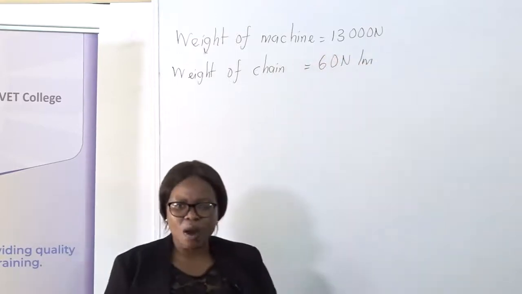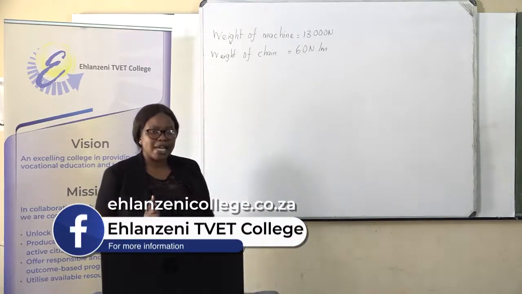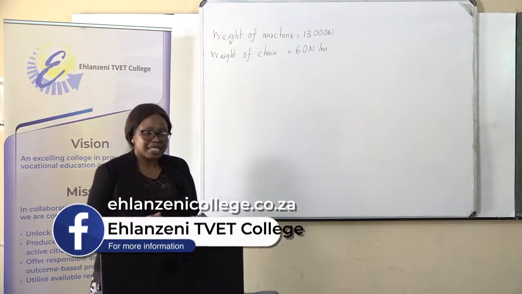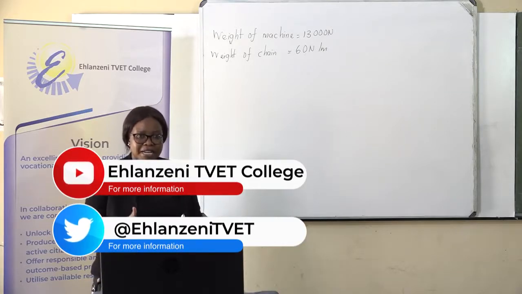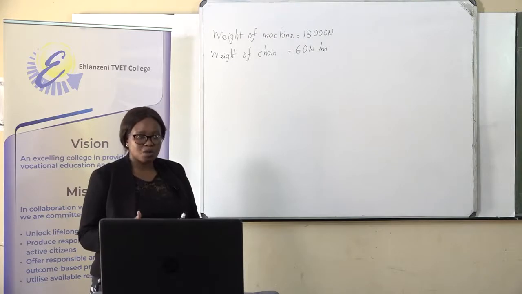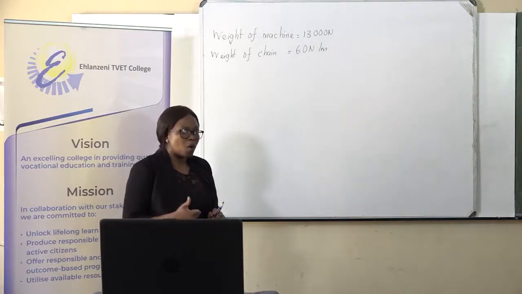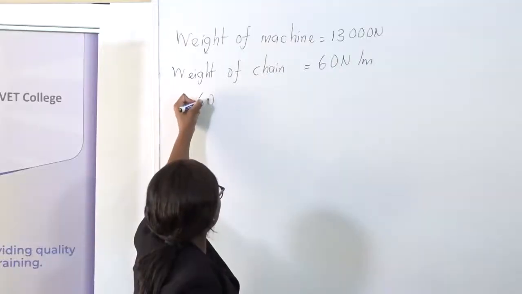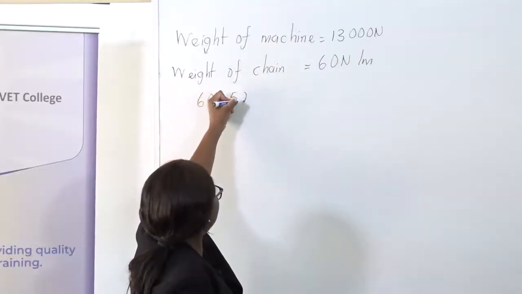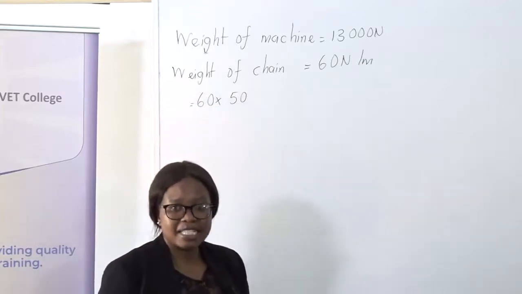Let's pause there. What are we saying when we say 60 newton per meter? We are saying that this weight of 60 newton is for 1 meter. But this chain has lifted this machine for how long? For 50 meters. So we need to take into consideration that if it lifts this machine for 50 meters, what is the weight of this chain? We are going to say 60 times 50, so that we'll be able to get the weight of the chain for the distance that it has covered.